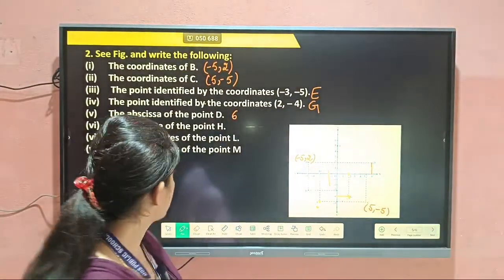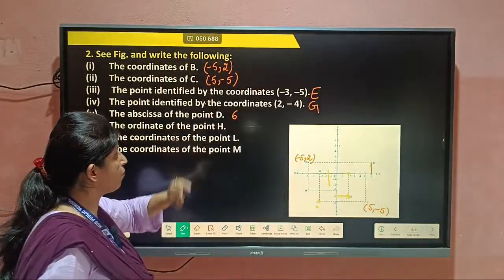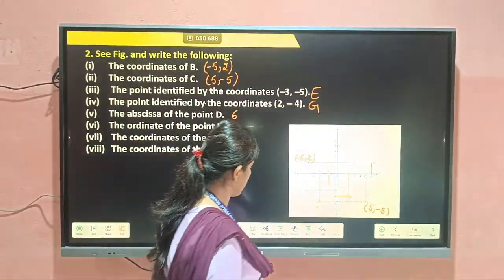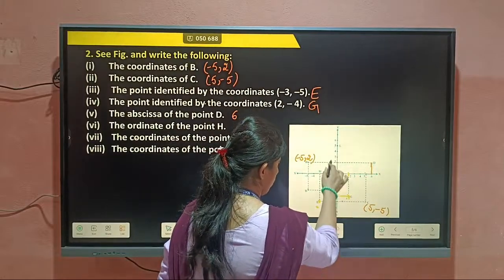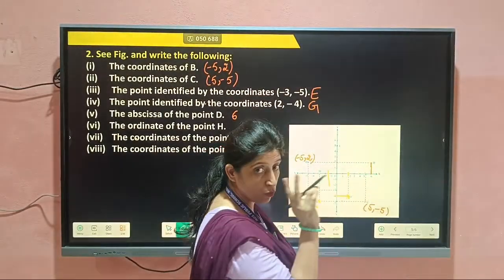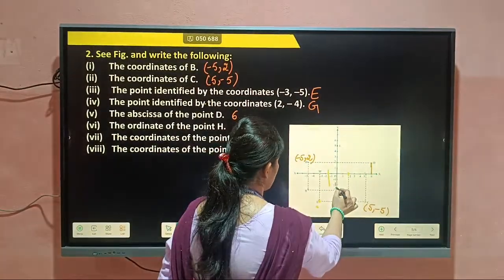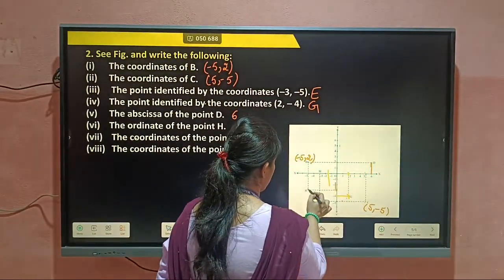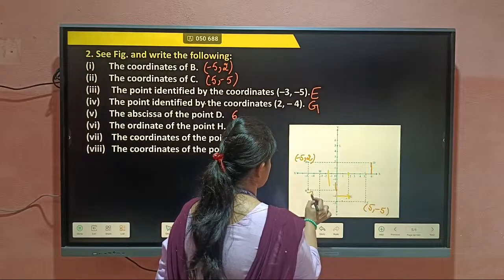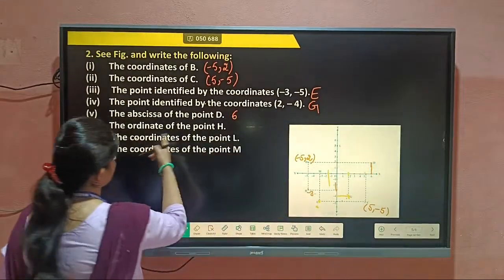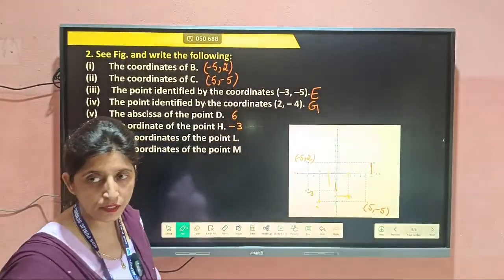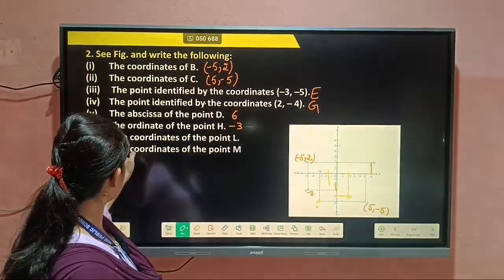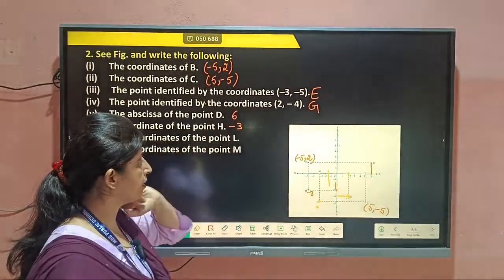Got it? Next, the ordinate of the point H. Where is H? Here. Ordinate means y. We will tell the y term, which is minus 3. So the ordinate of H is minus 3. Any doubt, anyone?